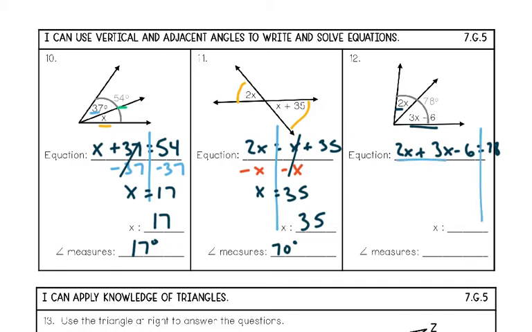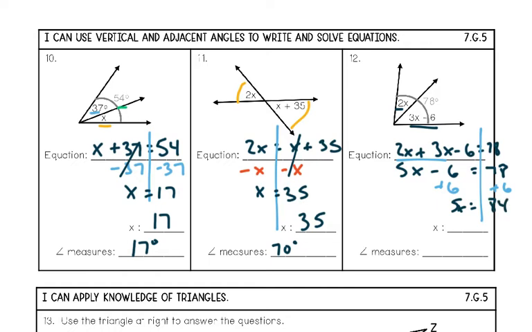I can do 2x plus 3x. That makes 5x. I'm going to bring everything else down. So now I can solve this two-step equation. I do that by working backwards. I'm going to get rid of that minus 6 first with a plus 6. If I do it to one side, I have to do it to the other side. So I'm left with 5x equals 84.